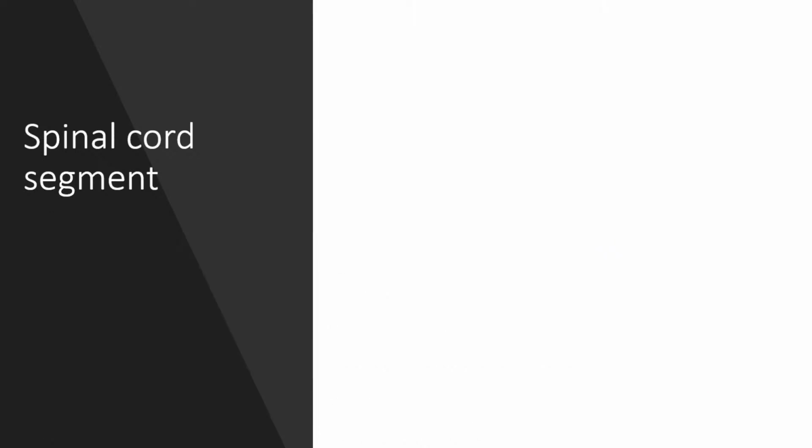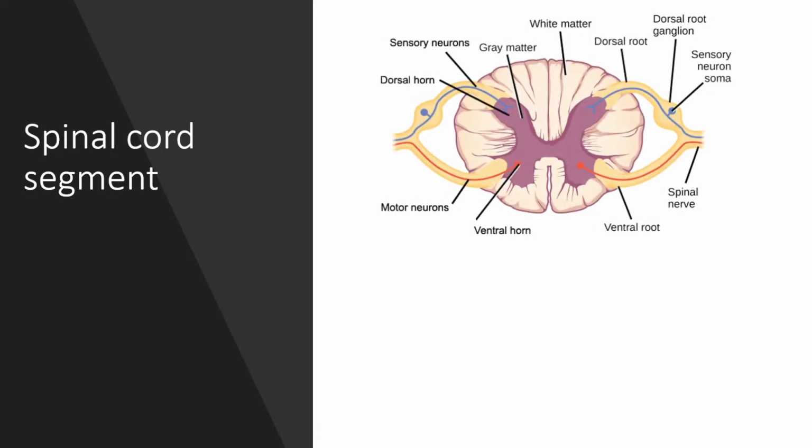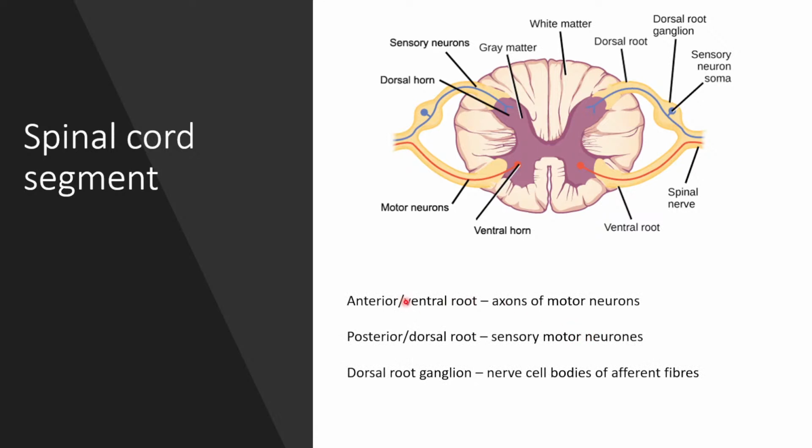And another thing with spinal cord segments is the organization of the structure. So this is a 2D image. This is what you might be more commonly used to, rather than the 3D section. And the anterior/ventral root is the axons of the motor neurons. So this root is the axons. Whereas the posterior root is the sensory neuron.